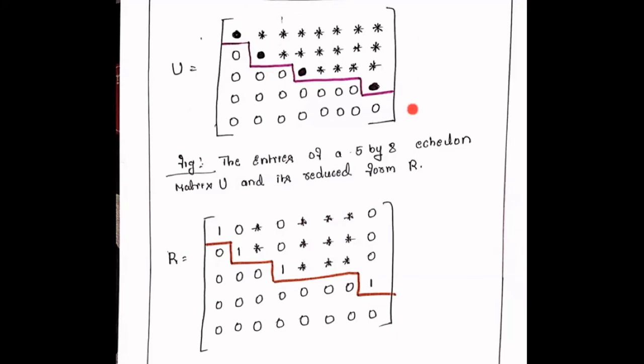In the fifth row, everything is zero. So 4 pivots are there. This star represents any value. Below that, everything should be zero. This is the actual format of echelon form U.